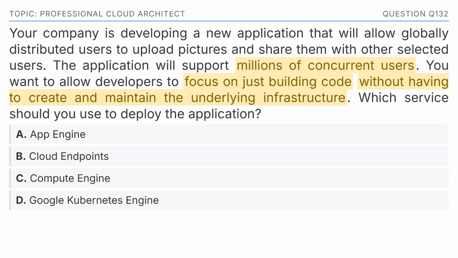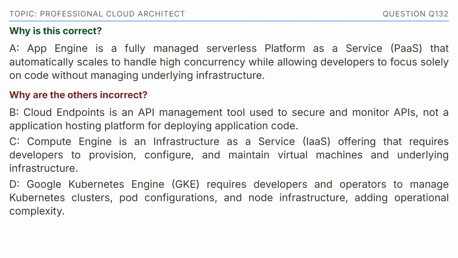To arrive at the correct answer, we focus on the keywords: millions of concurrent users, focus on just building code, without having to create and maintain the underlying infrastructure. The correct answer is option A, App Engine. Why is this correct? A. App Engine is a fully managed serverless platform as a service, PaaS, that automatically scales to handle high concurrency while allowing developers to focus solely on code without managing underlying infrastructure.